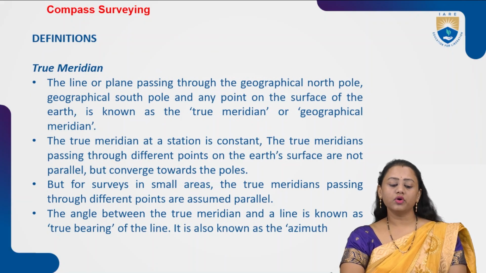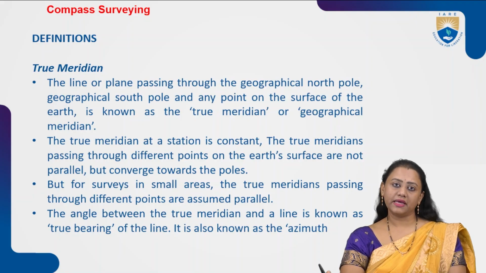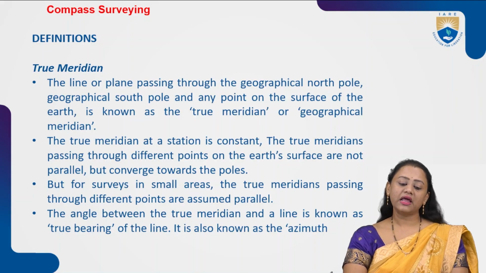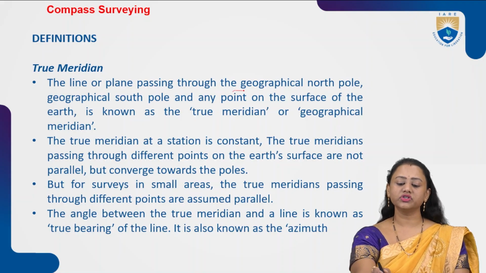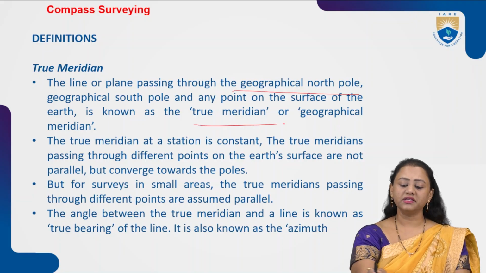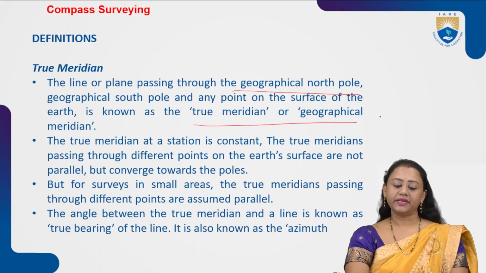So before we go into the two systems of bearings, the first thing that we need to know is some of the definitions. So what is a true meridian? The line or the plane passing through the geographical north pole, geographical south pole and any point on the surface of the earth is known as the true meridian or the geographical meridian.